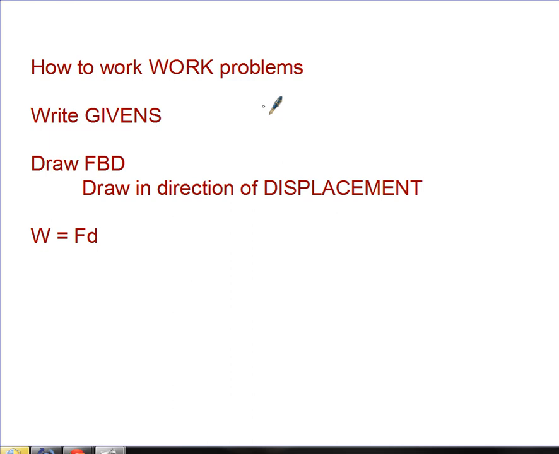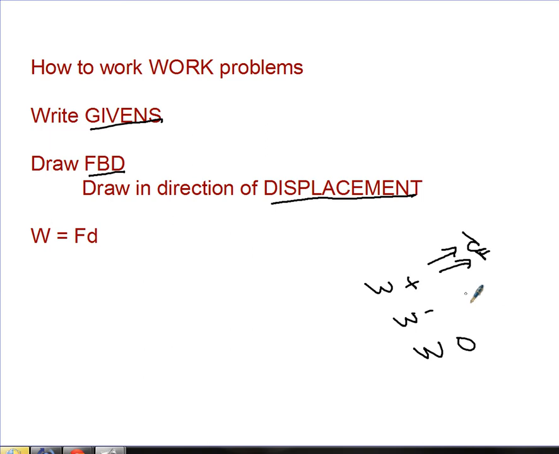Now, how do I want you to work problems? Work problems, that's kind of funny. I want you to write out your givens. I want you to draw a free body diagram. In part of that free body diagram, I want you to draw your displacement. This will help you determine whether work is positive or work is negative, or even work is 0. Work will be positive when the force and the displacement are in the same direction, it's going to be negative when the force and the displacement are in opposite directions, and it will be 0 when the force and the displacement are perpendicular.